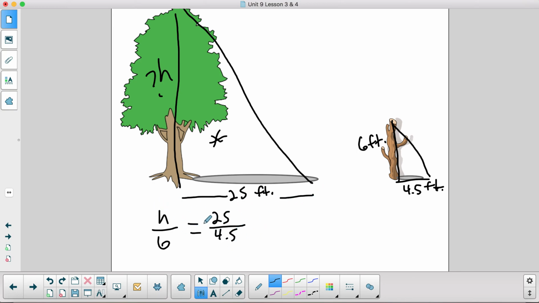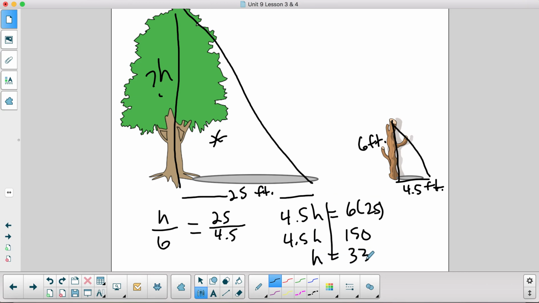So I'm going to cross multiply. 4.5h is equal to 6 times 25. And 6 times 25 is 150. 4.5h is equal to 150. And then divide by 4.5 and I get 33.3 repeating, or 33 1/3 feet.